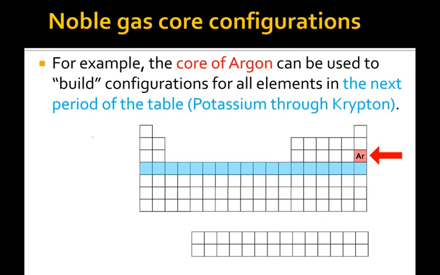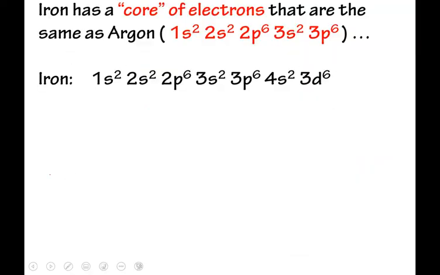So for example, in that blue row here, the 4th period of the periodic table, in that section we have iron. Right here we have iron. And so how would we do, for example, the noble gas core for iron? Let's take a look at that as an example. So iron has a core of electrons that we can say are the same as argon. 1s2, 2s2, 2p6, 3s2, 3p6.